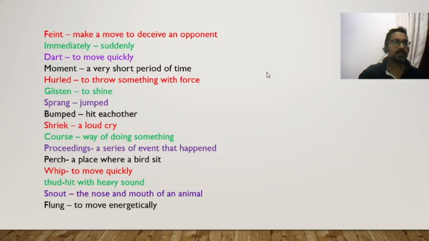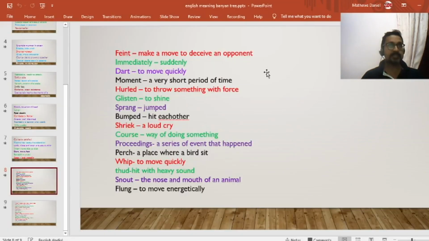See, feint, to move to deceive an opponent. Immediately, suddenly. Dart, to move quickly. Moment, a very short period of time. We shall see the remaining words later during the class.